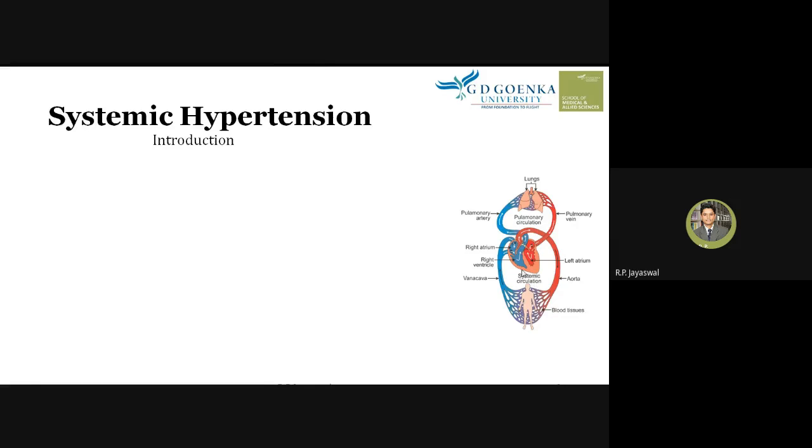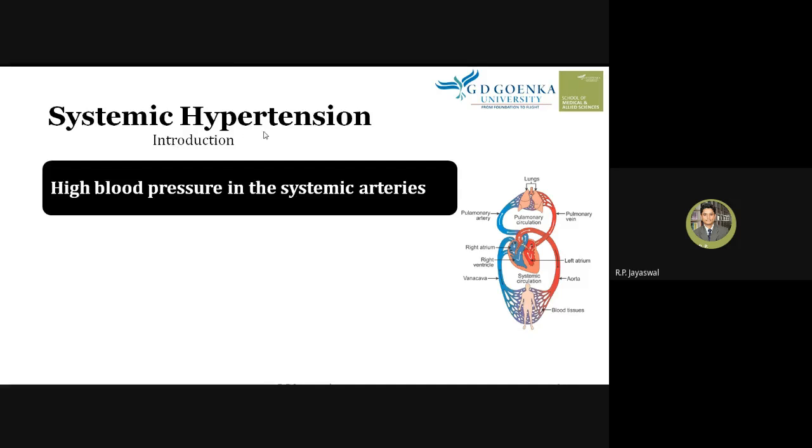What does it mean? Systemic circulation means the heart pumps blood through the aorta to the body parts, and the body cells and tissues take the oxygen and return the blood through the vena cava to the heart. So the blood circulation between the heart and the body's tissues is the systemic circulation. And here the blood pressure can be higher in the systemic blood vessels. So systemic hypertension means high blood pressure in the systemic arteries.